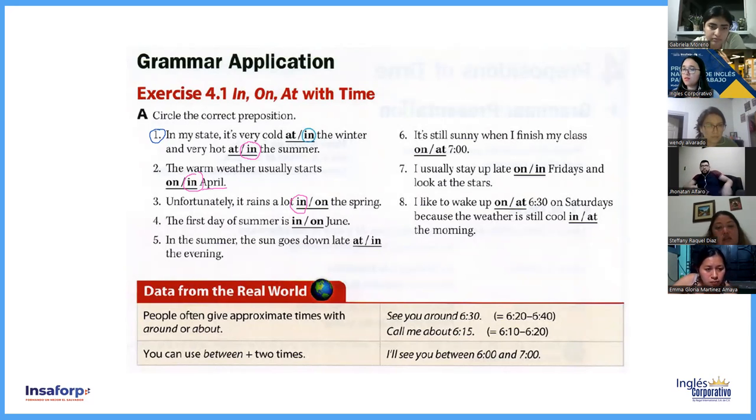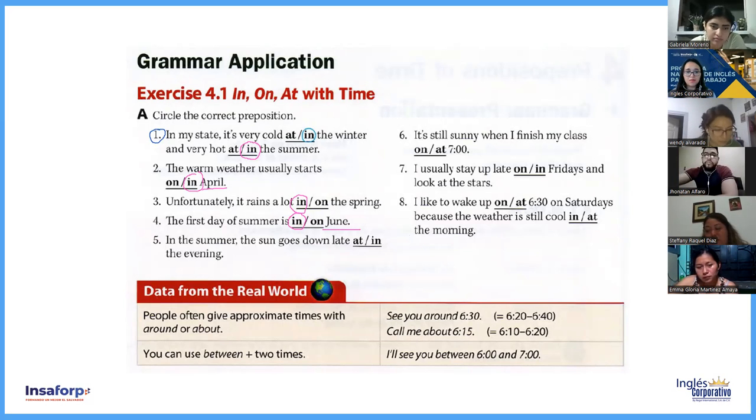Alejandra, please, number four. The first day of summer is in or on? In. In June. What do you think, guys? Is it in or on? Exactly. We are going to use in. Remember that in is for months, in June. Okay, very good.